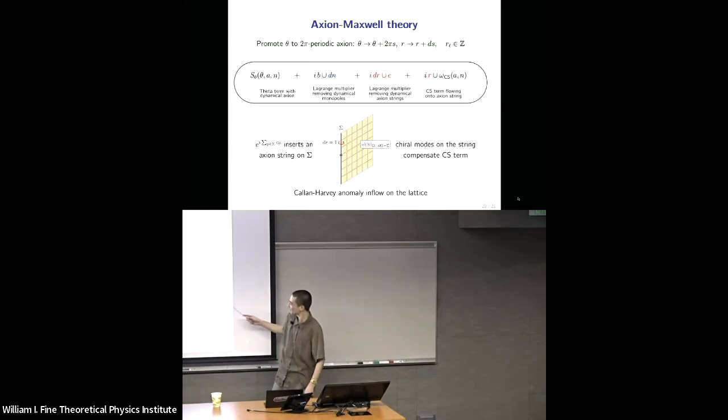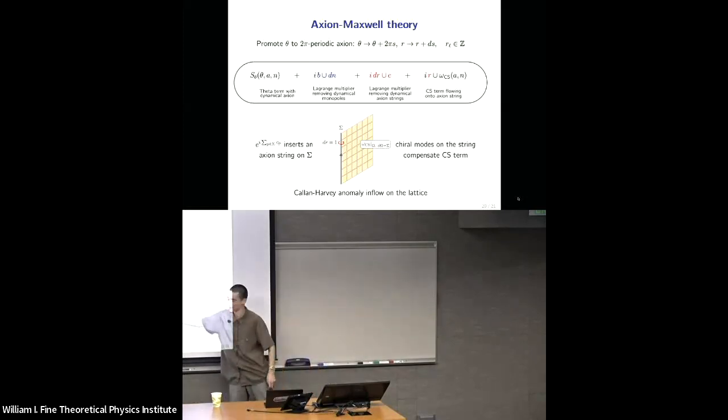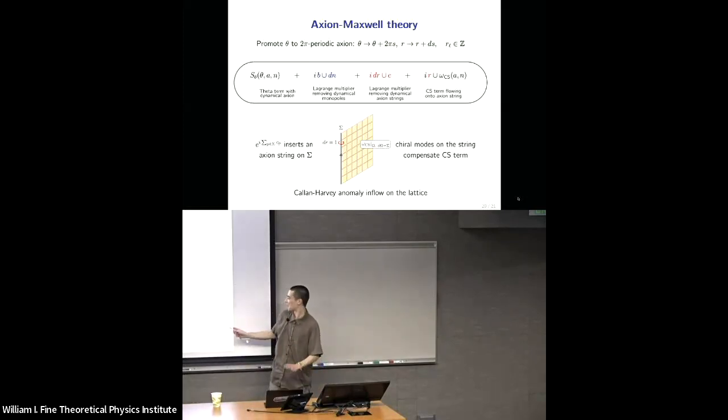And for everything to be gauge invariant, we have to add some extra degrees of freedom living on the axion string. We can actually just do this using bosonic lattice degrees of freedom. So we can have some chiral bosons on the string, which couple to the gauge field and cancel the anomaly coming from this Chern-Simons term. So this is just the Callan-Harvey inflow mechanism on the lattice.